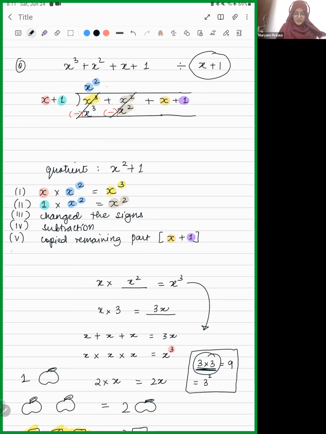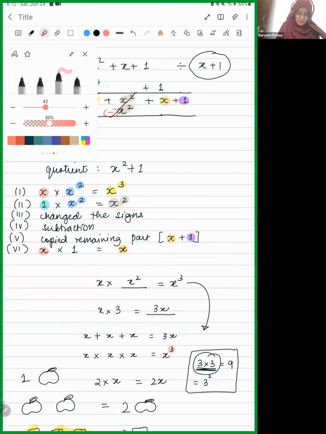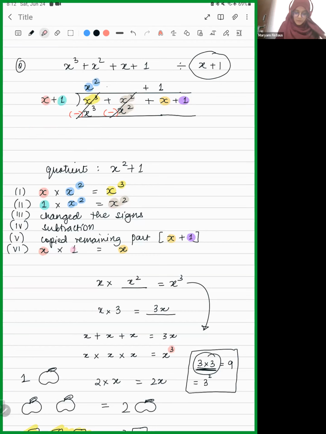All right. Now, the sixth step was we did x multiplied by what will give me x. This x is this one, and this x is this one. So now tell me, x multiplied by what will give me x? One. Very good. So x multiplied by 1. So that is why we wrote the 1 over here. Let me assign a color to that as well.